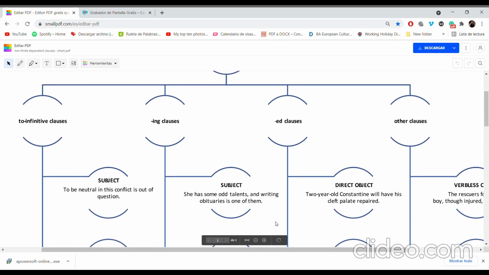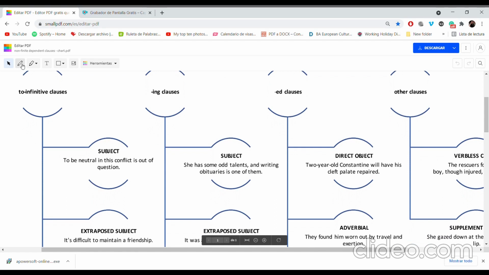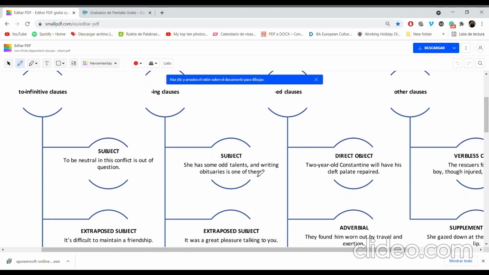Well, you know that ing clauses are marked by a participle in present time. It's an ing form, and the beginning of the clause is set by this ing word. The syntactic roles that ing clauses can have are the following. The first we're going to cover is the one of the subject. Let's consider this example here. In this compound sentence, she has some odd talents and writing obituaries is one of them. One of the clauses has an ing form as the subject of the clause.